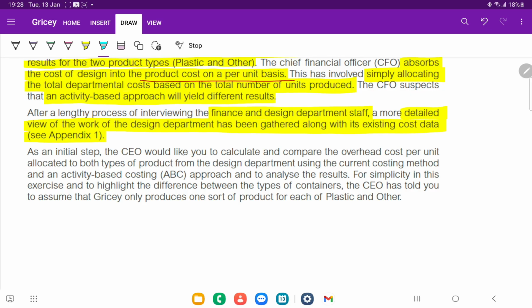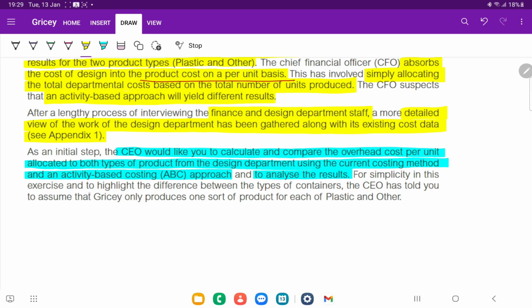The CEO would like you to calculate and compare the overhead cost per unit allocated to both types of product from the design department using the current costing method and the activity based costing approach, and to analyze the results. Now what the examiner really wants you to do, what the CEO really wants you to do, okay, fine, let's read it completely and then we will discuss.